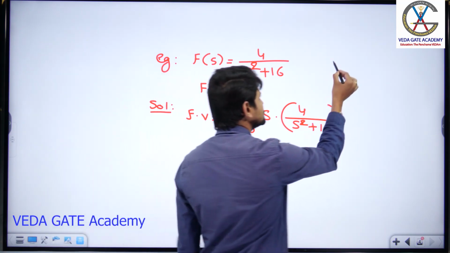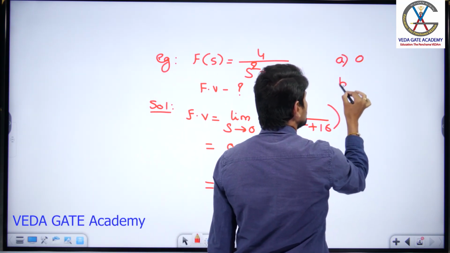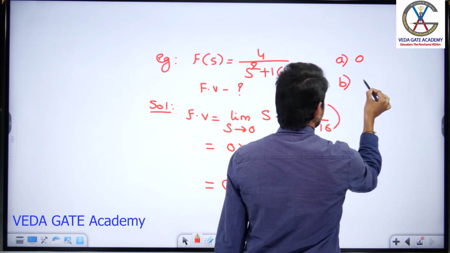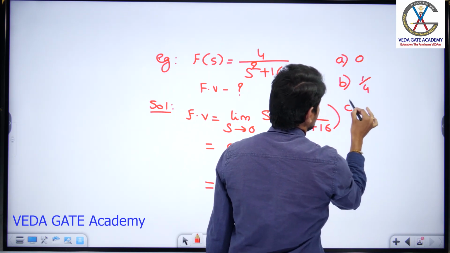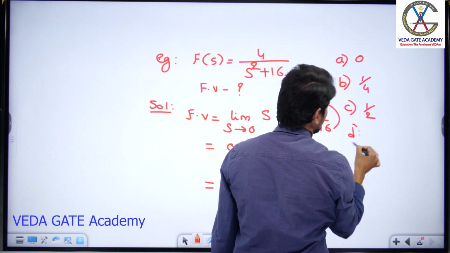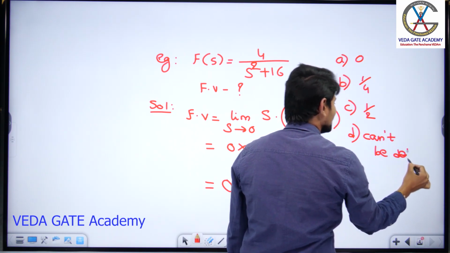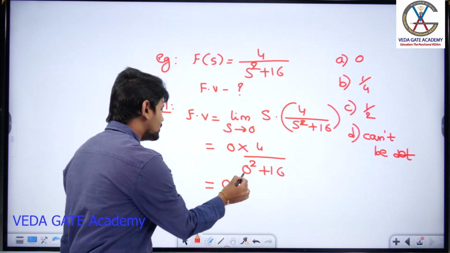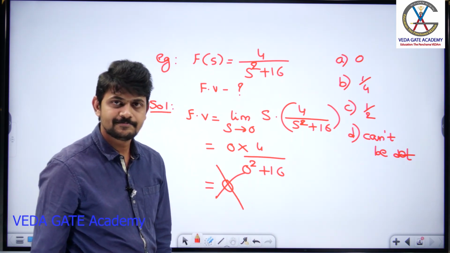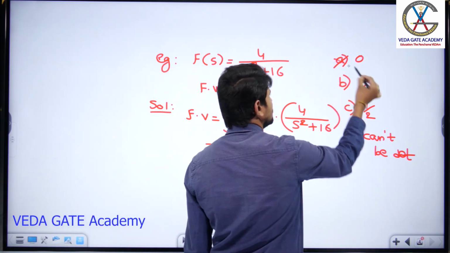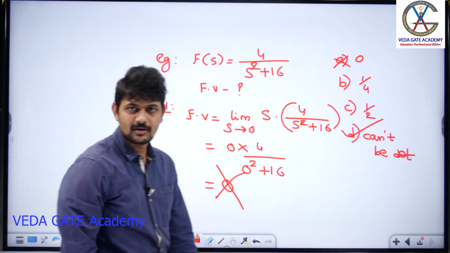They will give options in such a way that the first option is 0, the second option 1 by 4, the third option 1 by 2, and option D, cannot be determined. Can you tell me now what the correct answer is, guys? You are not going to get 0; 0 is a wrong answer. Why is 0 a wrong answer? The correct answer is actually, cannot be determined.